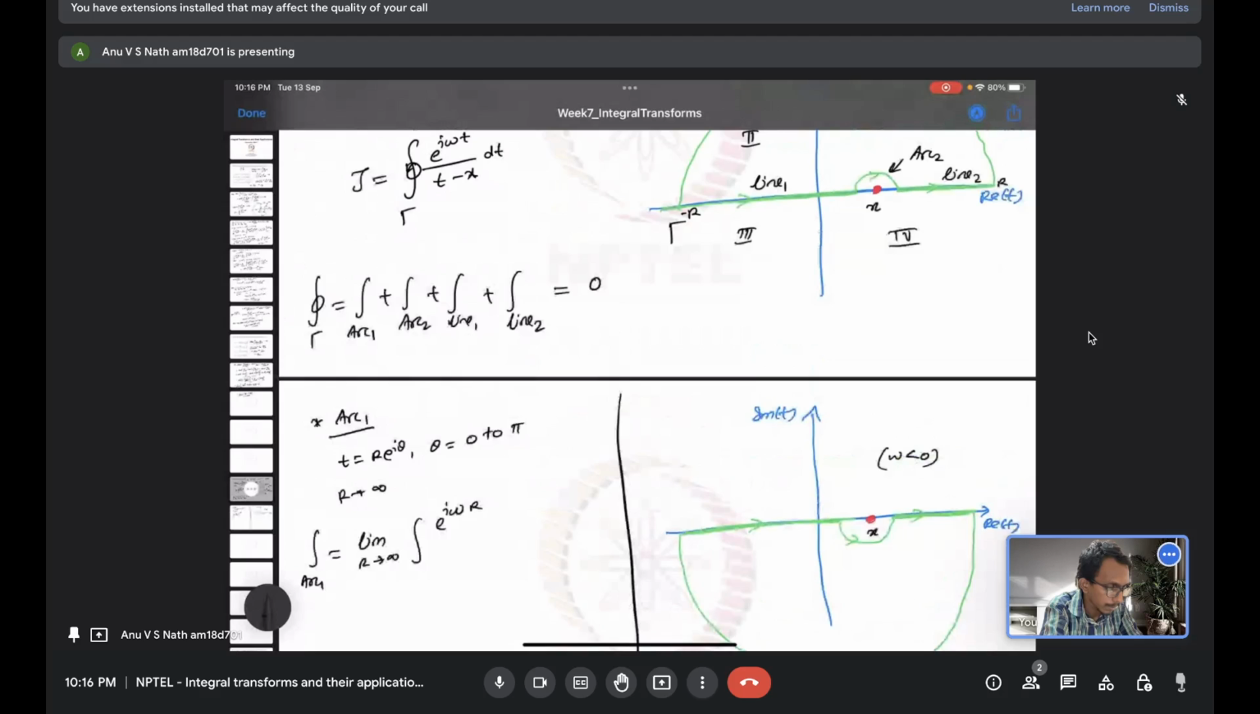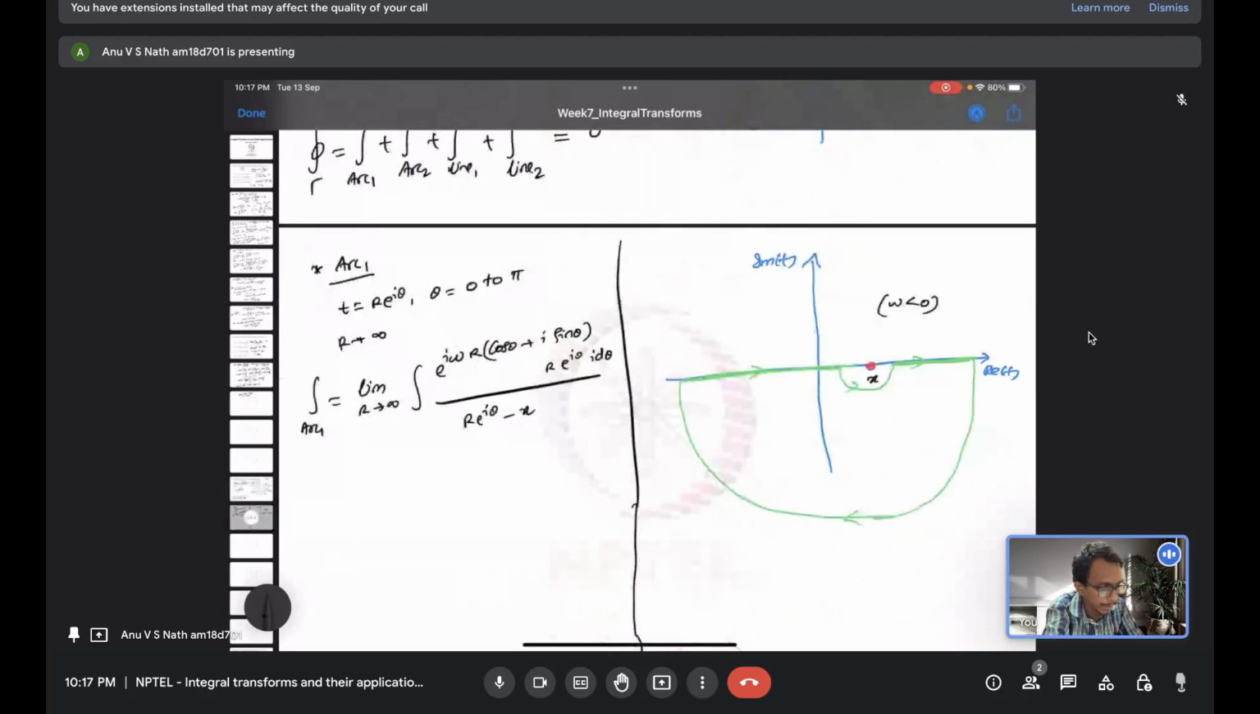Where t is r e raised to i theta, which I can write as r cos theta plus i sin theta, because it's appearing as an exponential, I am just expanding it. Then dt will be r e raised to i theta i d theta, whole divided by t minus x, which is r e raised to i theta minus x. Like earlier, for any finite value of x, when r tends to infinity, the r e raised to i theta in the numerator and denominator will cancel, and this will appear as just the limit r tending to infinity. Okay, and theta is going from 0 to pi. I forgot to write that. So theta is going from 0 to pi, e raised to i omega r cos theta, e raised to minus i omega r sin theta d theta, and i is a constant.